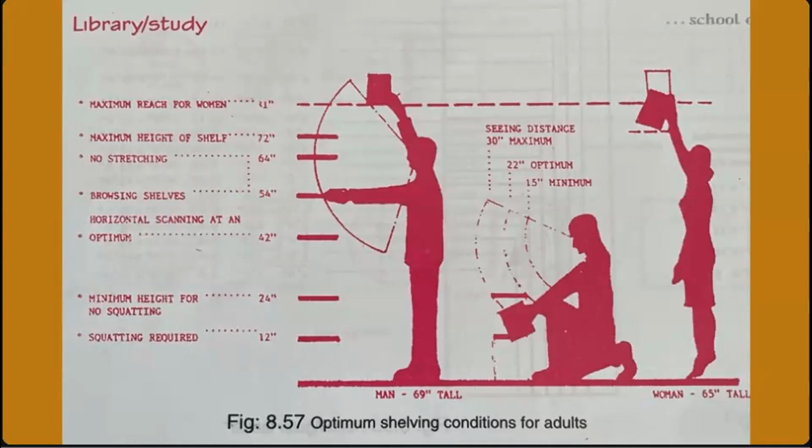And the seeing distance should be 30 inches maximum, 22 inches optimum and 15 inches minimum. You cannot keep it less than 15 inches. So that's why the desk size should not be less than 20 inches for adults. Okay, guys.